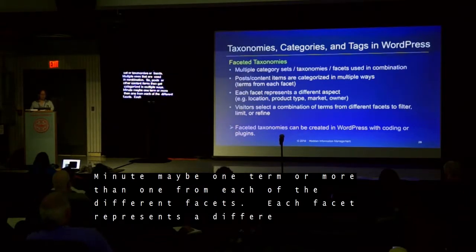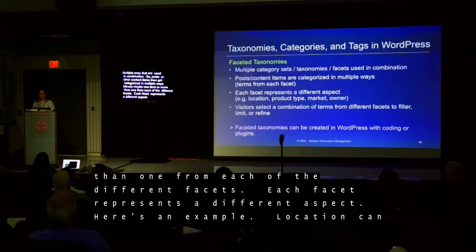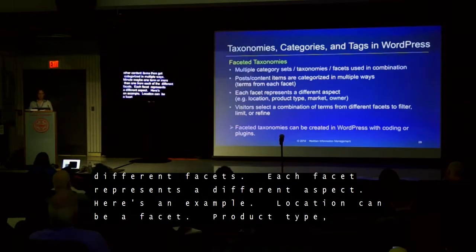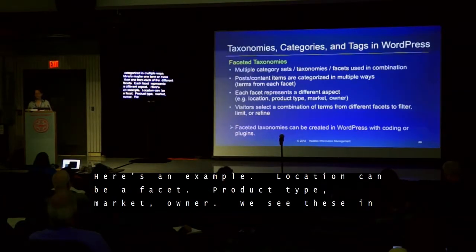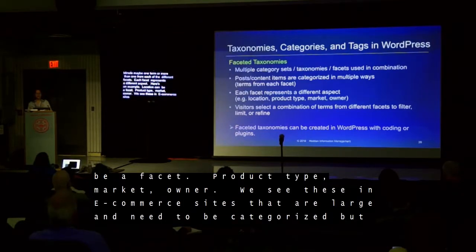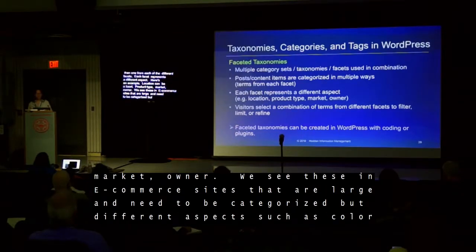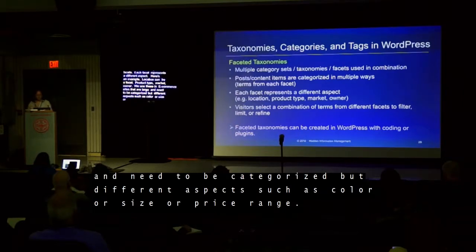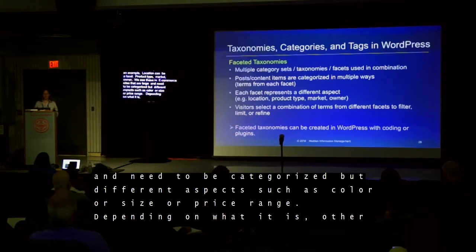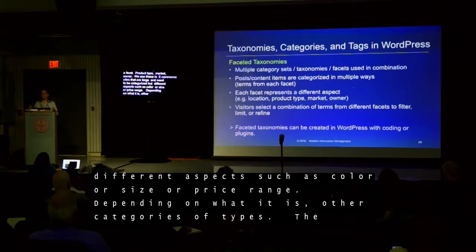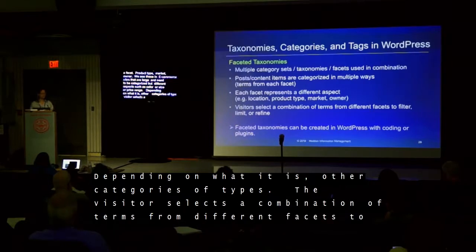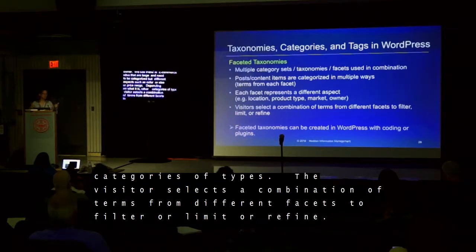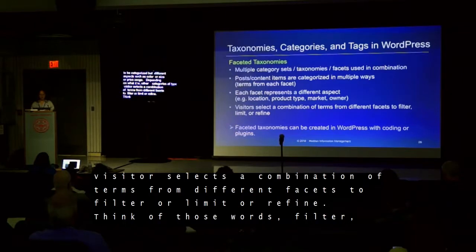Here's an example. Location can be a facet, product type, market, owner. We often see these in e-commerce sites that are very large and have lots of products that need to be categorized by different aspects such as color or size or price range, or other types of categories, depending on what it is. So the visitor comes and selects a combination of terms from different facets to filter, limit, or refine. Think of those words: filter, limit, refine. That's what facets enable you to do.